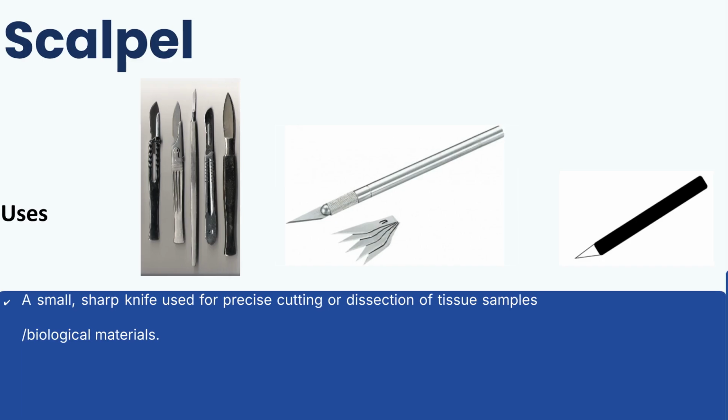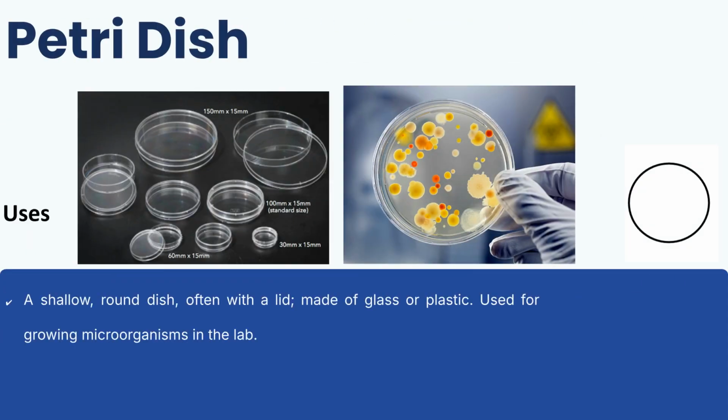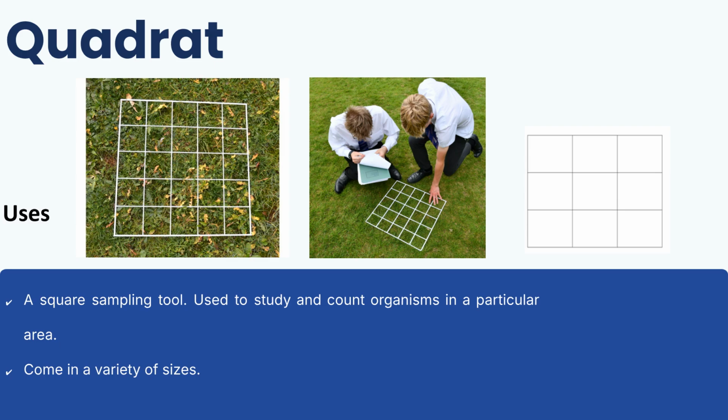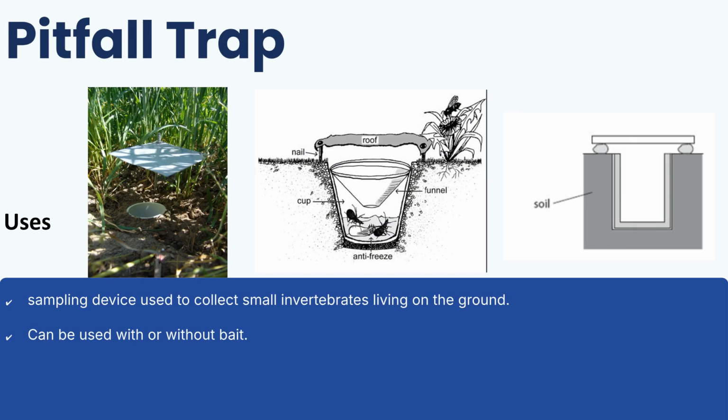A petri dish is a shallow, round dish, often with a lid, used for growing microorganisms in the lab. It is made of glass or plastic. A quadrat is a square sampling tool used to study and count organisms in a particular area. They come in various sizes. The pitfall trap is a sampling device used to collect small invertebrates living on the ground. It can be used with or without bait.